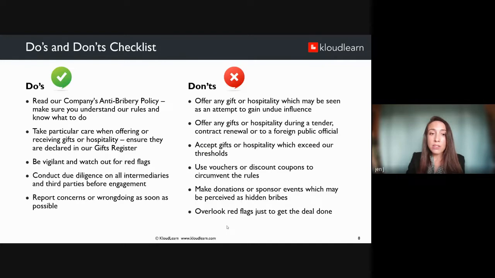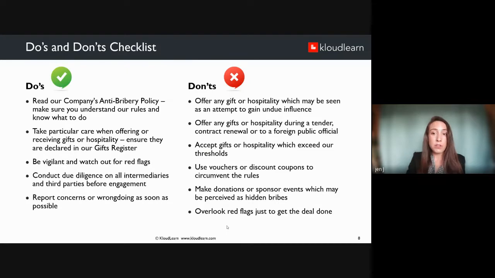Do conduct due diligence on all intermediaries and third parties before engagement. And do report concerns or wrongdoings as soon as possible. Now for the don'ts. Don't offer any gift or hospitality which may be seen as an attempt to gain undue influence. Don't offer any gifts or hospitality during a tender, contract renewal, or to a foreign public official.